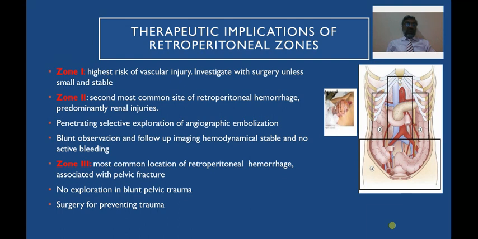Zone 3 is the most common location of retroperitoneal hemorrhage associated with pelvic fracture. Here, usually no exploration is required in blunt pelvic trauma, and surgery is usually required for penetrating trauma in this zone.